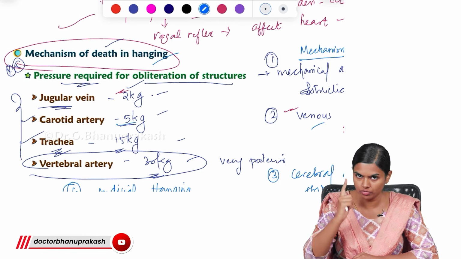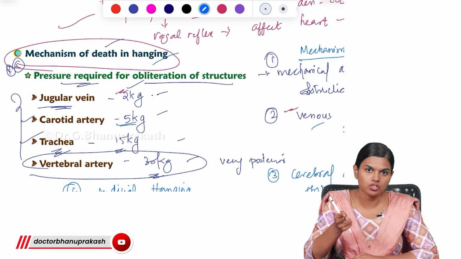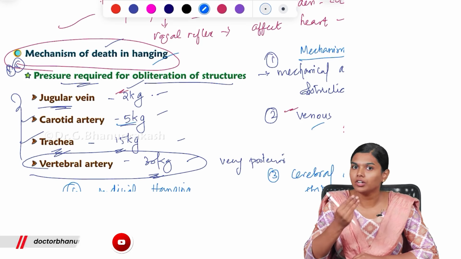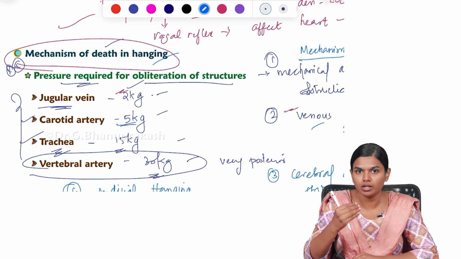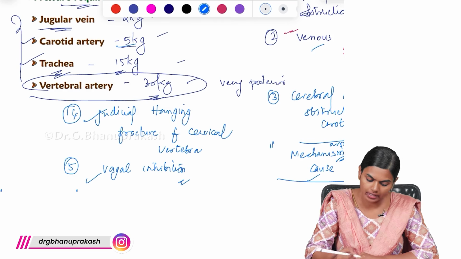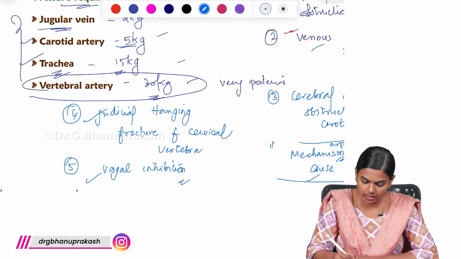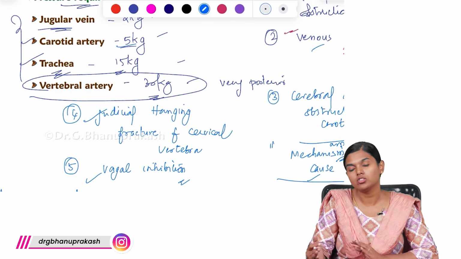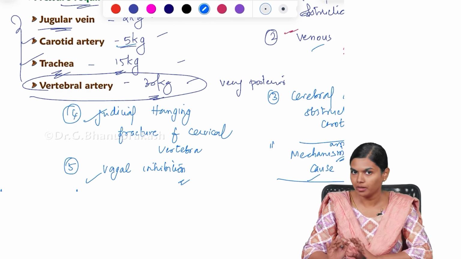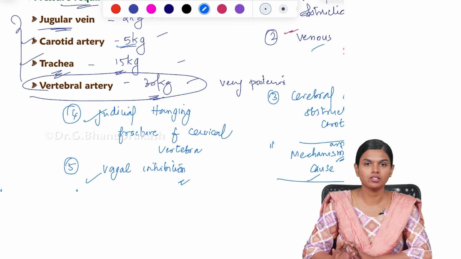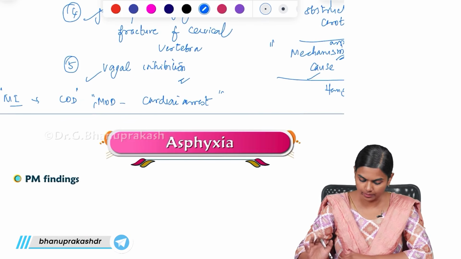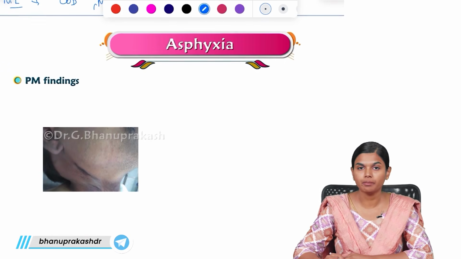First is obstruction of trachea, second is venous congestion because of obstruction of the jugular vein, third is obstruction of the carotid artery which will result in cerebral anoxia. Then you have the fracture of cervical vertebra which is commonly seen in judicial hanging. Then finally vagal inhibition of the heart. So these are the 5 mechanisms through which hanging results in death in a person. And this mechanism question is very important with regard to university exams. Done. Now we have seen the mechanism of death.